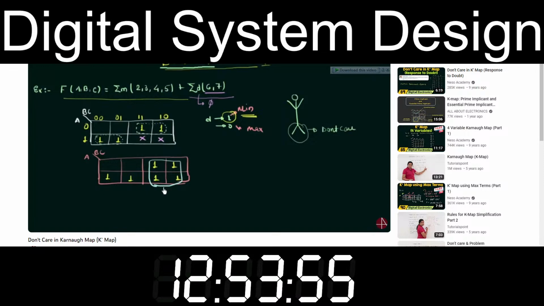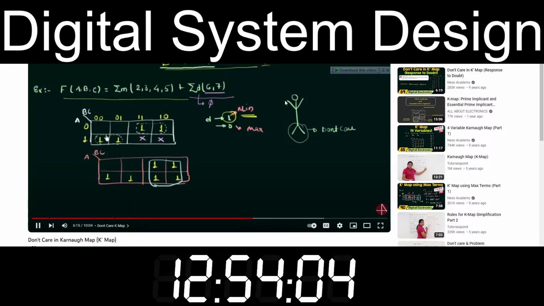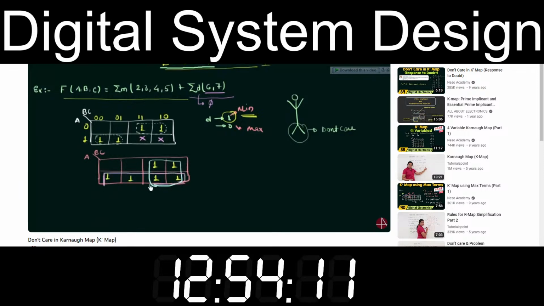Now it's not a pair, we have just made it a quad. Okay, the group of 4 ones. Similarly, I am not going to combine these two ones this way, but I will do it in this way. So instead of having the two pairs, I'm having the two quads. Okay, this is your quad 1, this is your quad 2.